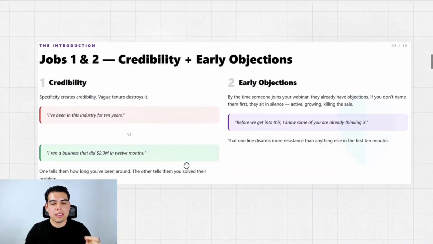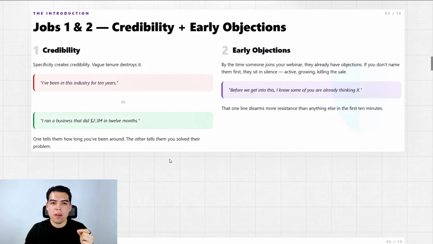First thing that it does is establish credibility. Prove that you have produced a specific result and can transfer that result to someone else. There's a difference between "I've been in the industry for 10 years" and "I ran a business that did 2.5 million in a 12-month period." One of them tells the audience how long you've been around, and the other one tells the audience the results you've been able to get in the past. Specificity is what creates credibility.